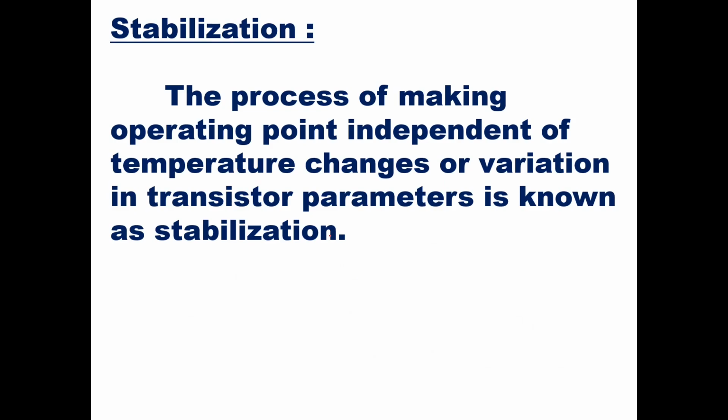The process of making operating point Q independent of temperature changes or variations in transistor parameters is known as stabilization. That is, you're stabilizing the transistor. You're seeing that the operating point Q is in such a position that even if the temperature changes, the transistor characteristics will not change. That is what stabilization means.